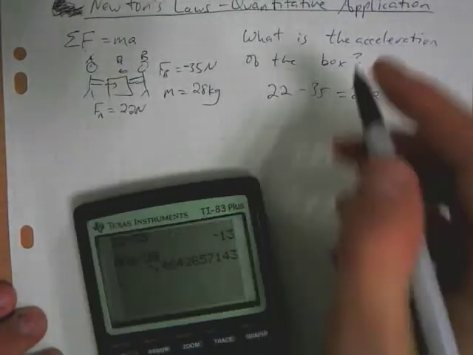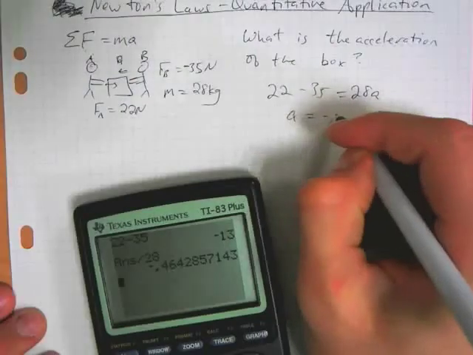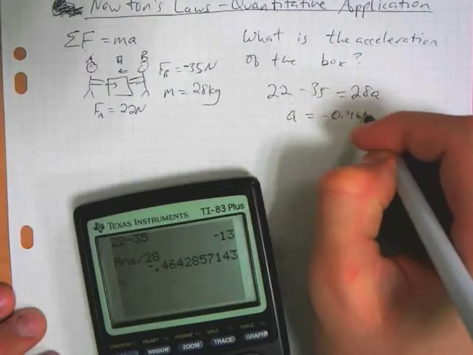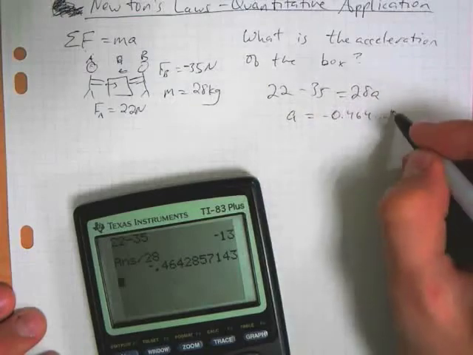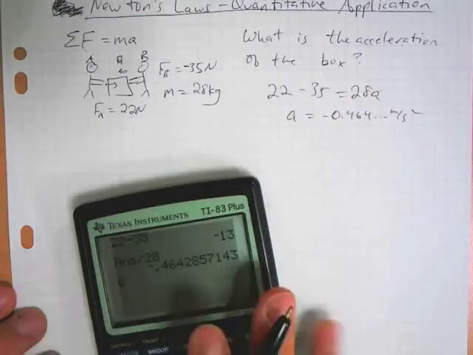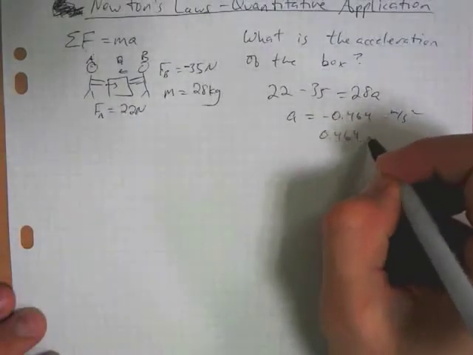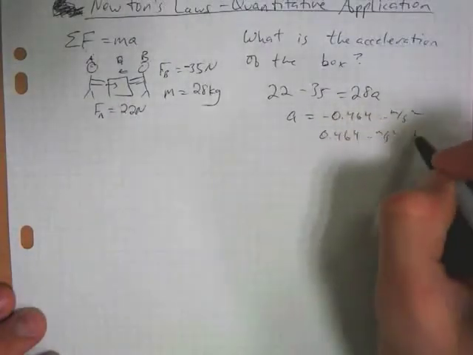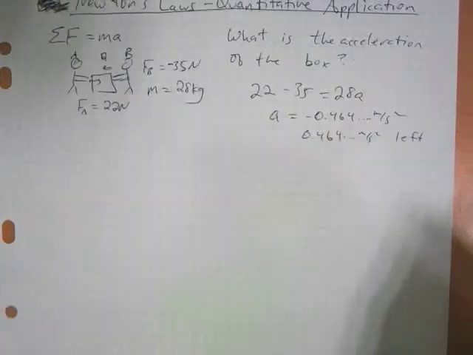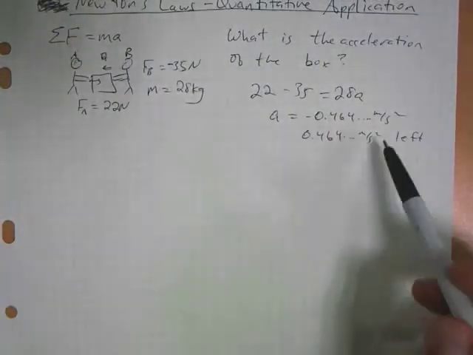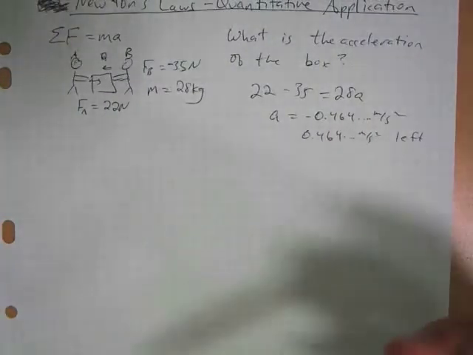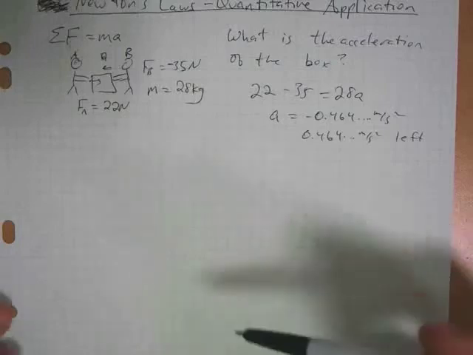And the acceleration then is minus 0.464, whatever, meters per second squared. And then, since I said what is the acceleration, I guess you should say 0.464, etc., meters per second squared to the left. If I just said magnitude of the acceleration, then you could just give the 0.464. Okay, so that's pretty simple.